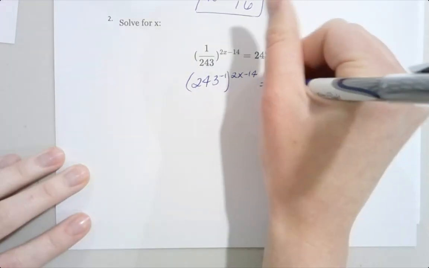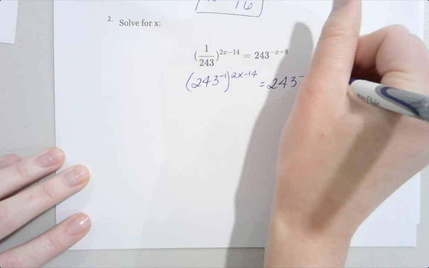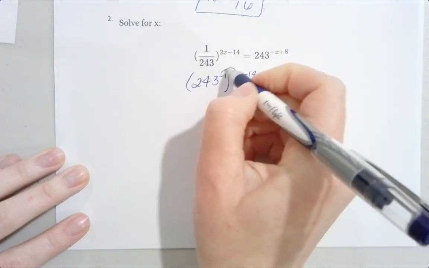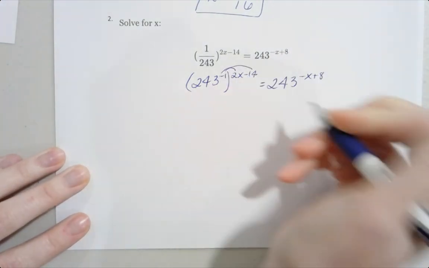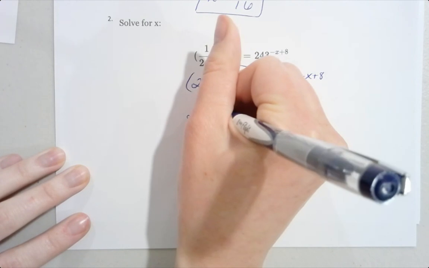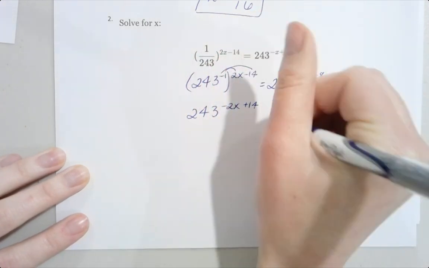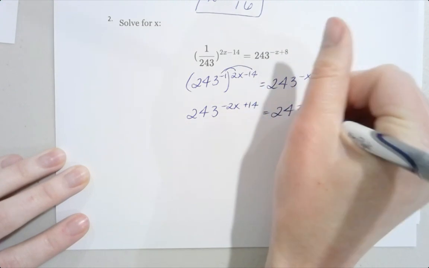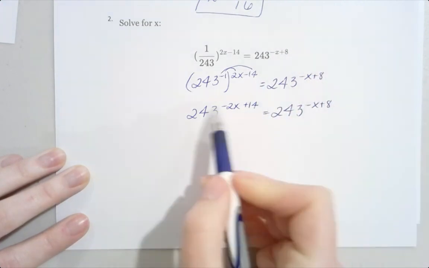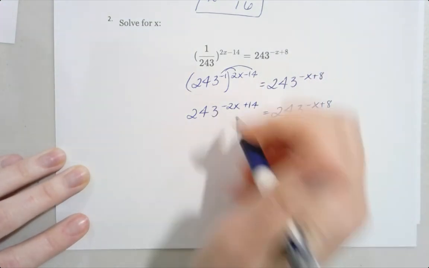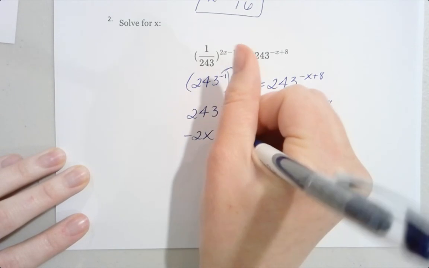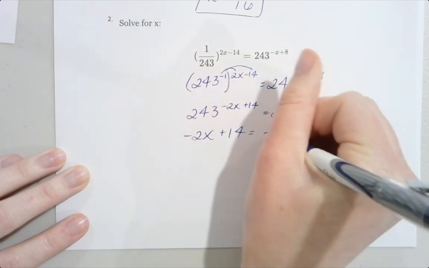And then the right side is going to stay the same. I'm just going to distribute that -1 to everybody over here. So I'm going to get 243 to the -2x plus 14 equals 243 to the -x plus 8. Since my bases are equal, that means my exponents are equal. So -2x plus 14 is equal to -x plus 8.